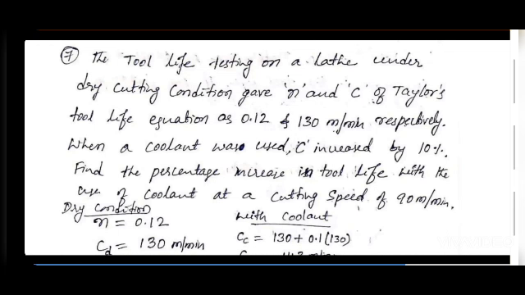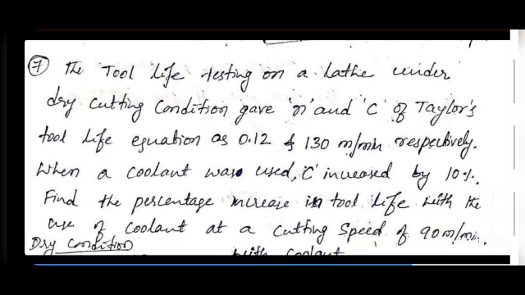When a coolant was used, C increased by 10%. The machining constant value C increased by 10% when the coolant is used. Find the percentage increase in tool life with the use of coolant at a cutting speed of 90 meter per minute. Even in dry condition and coolant condition, we are using the same feed and depth of cut. You assume same speed and depth of cut.